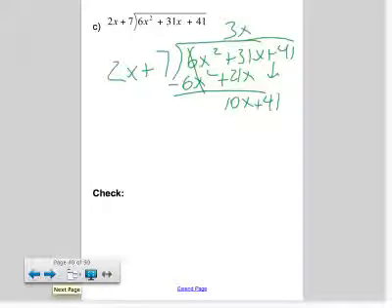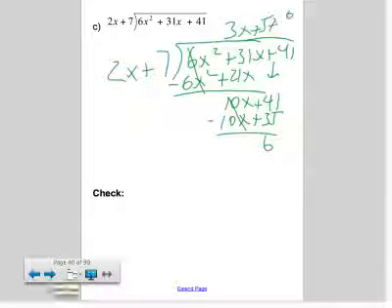2x goes into 10x 5 times. 5 times 2x is 10x. 5 times 7 is positive 35. Subtract. 10x minus 10x is 0. 41 minus 35 is 6. So the remainder is 6. So 6 over 2x plus 7.